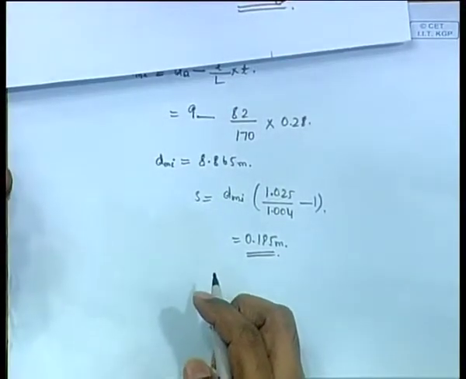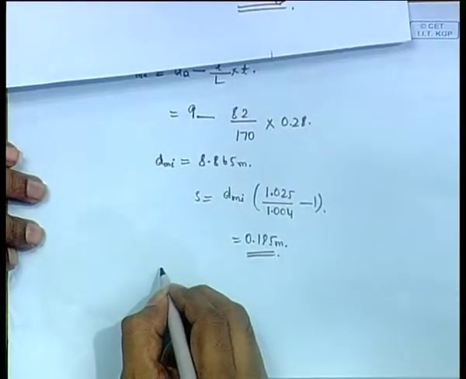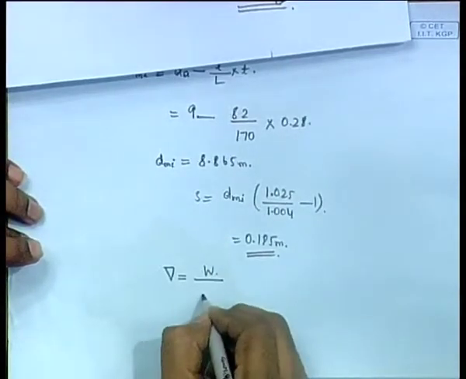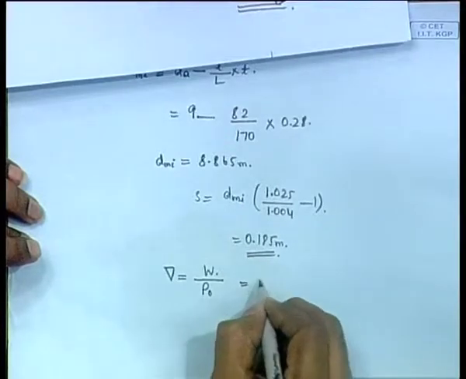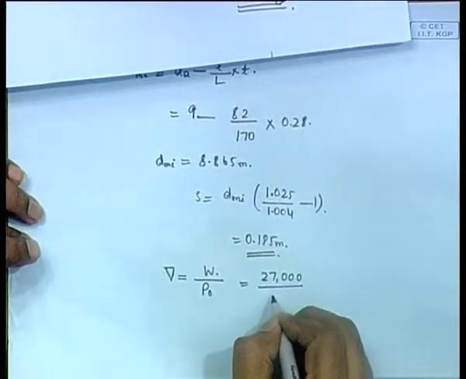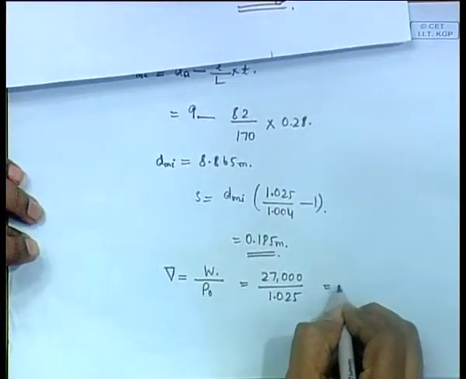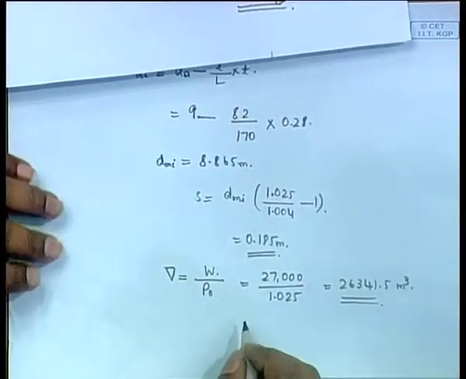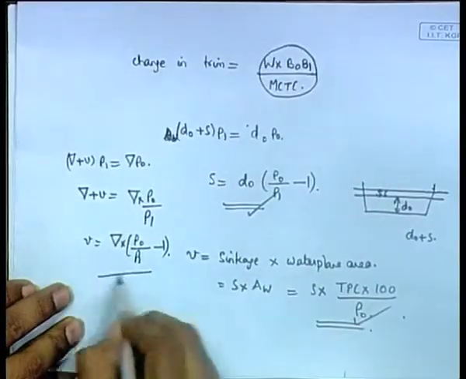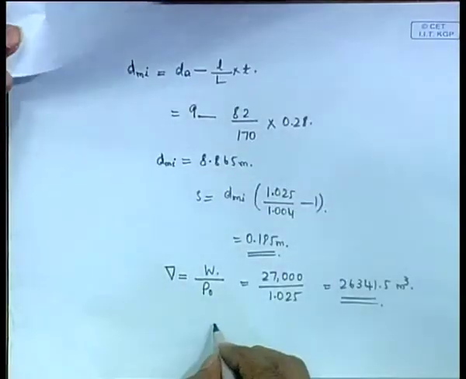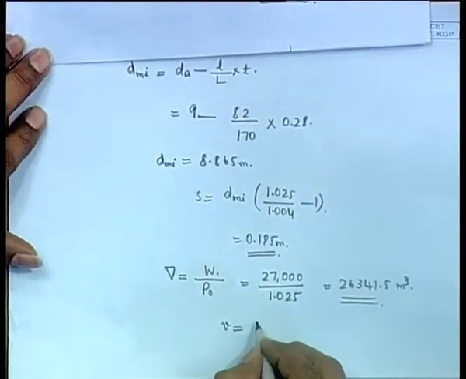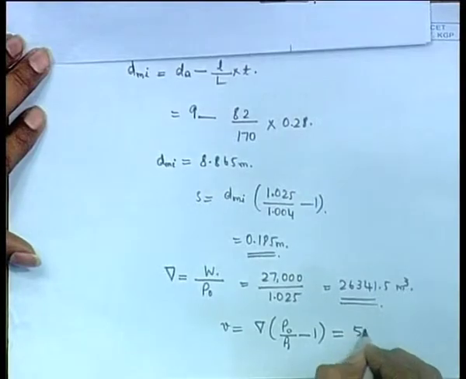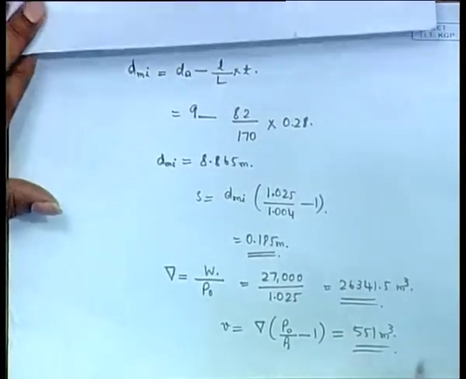That is the first thing. Then, another thing is del, the initial volume of the ship, which is equal to W by rho 0. W is given, 27,000 tons, divided by rho 0, which is 1.025 tons per meter cubed. That will give you the initial volume of the ship. Now, again from this formula, we can find the increase in volume. V, the increase in volume, is del into (rho 0 by rho 1 minus 1). So this much is the increase in volume due to the change in density.